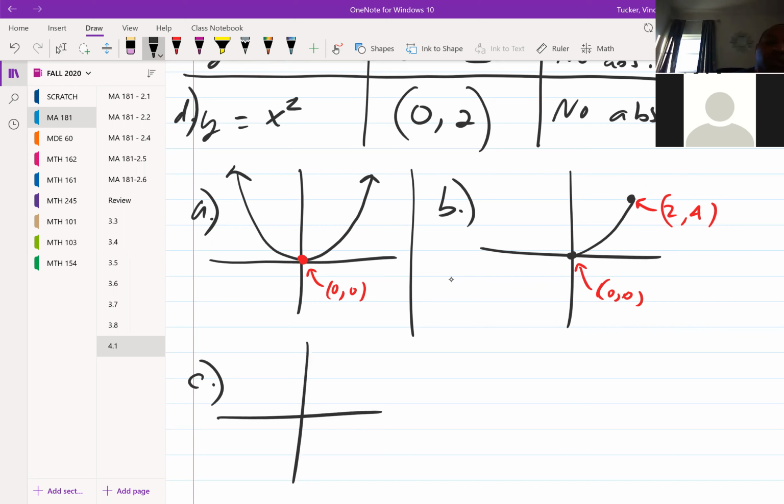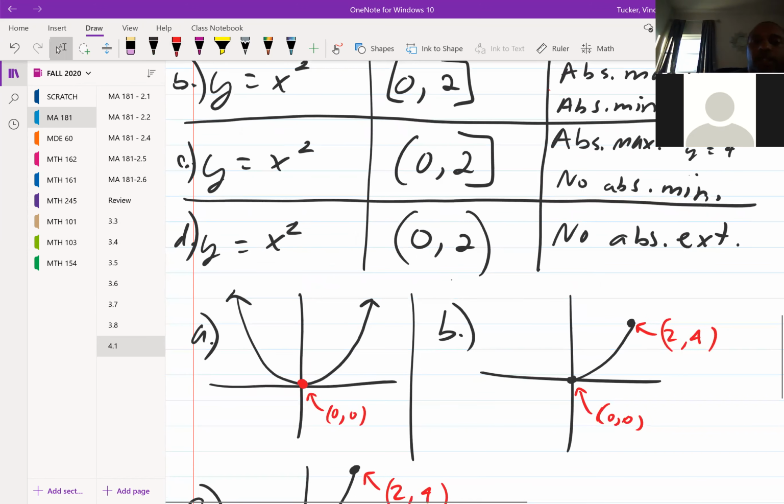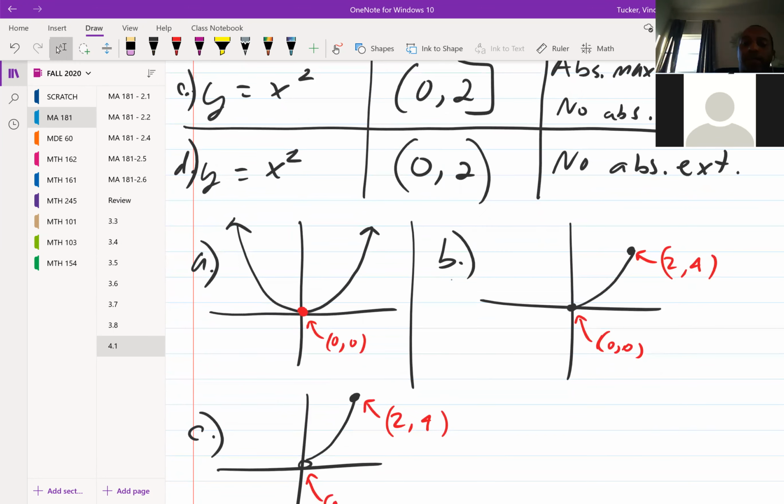All right, then for C, looking at an open circle down here. It's open in that one because 0 is not included, correct? Right, with the parentheses. You got it. And so since that is the case, no absolute minimum, but we do have the max at 2, 4.